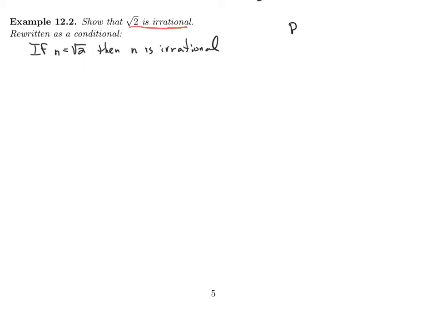So let's call it P, and it's either true or false. And if you assume it's false, you can show that mathematics blows up. It's the same idea as with conditionals, but if you prefer to write it as a conditional, you can do that. So here we're going to assume that n is the square root of 2 and that n is rational.